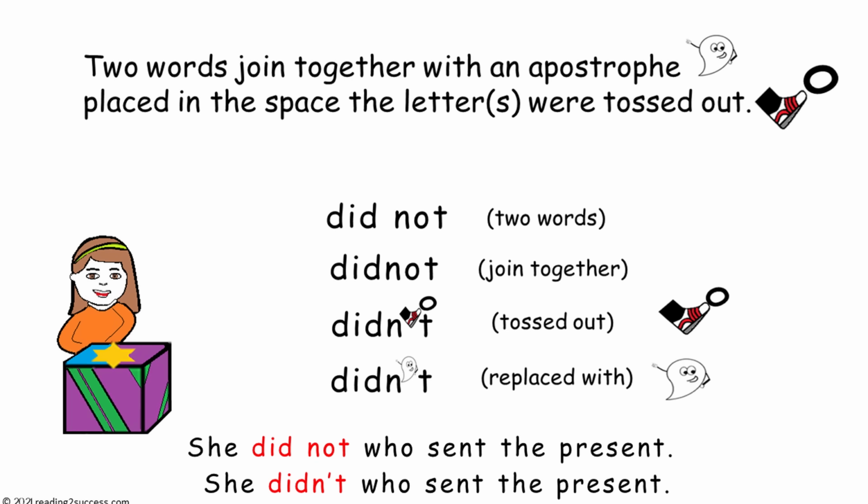Begin by explaining to kids what a contraction is: two words that join together with an apostrophe placed in the space where the letter or letters were tossed out. The example shows this. The two words did and not join together and toss out the letter O, and an apostrophe is placed in O's space.